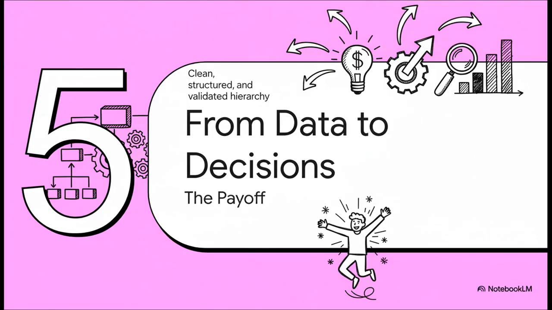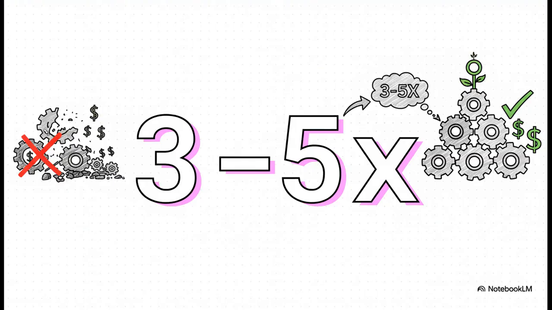Okay, so let's get to the payoff. After you've done all this hard work, building a clean, structured, validated hierarchy, what does that actually let you do? Well, this is where it gets really exciting. For one thing, it saves you a ton of money. The numbers don't lie. Reactive maintenance, waiting for something to break and then scrambling to fix it, costs 3 to 5 times more than a planned, proactive approach. A clean asset hierarchy is the key that unlocks that proactive world for you.